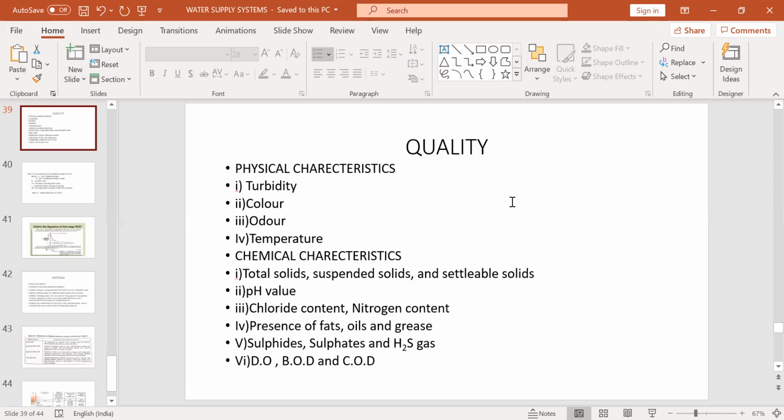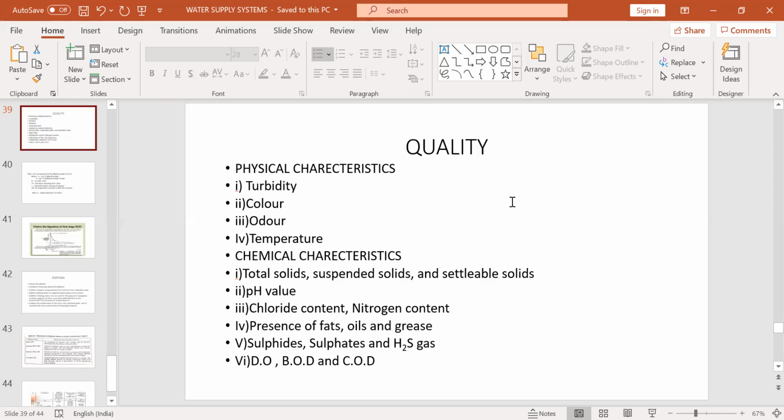So if the temperature is a little bit high, your biological activities will be more and BOD will be more. Decay of the organic matter present in the sewage will start as soon as the temperature rises, and it will lead to a fall of dissolved oxygen. BOD will rise, but dissolved oxygen will be falling.